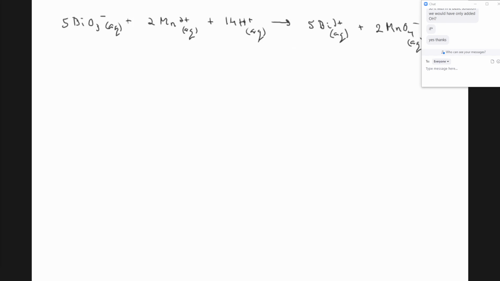Okay, so step 5. Before we added this water, if we looked at the bismuth, there were 5 on the left, 5 on the right. We looked at the manganese, there was 2 on the left, 2 on the right, respectively. We looked at the hydrogens. This one had 14, this has 0. And if we looked at the oxygens, this has 15, and this has 8. 2 times 4 is 8, 5 times 3. This 5 times 3 oxygens gives me that 15 number. This 2 times 4 gives me that 8 number.